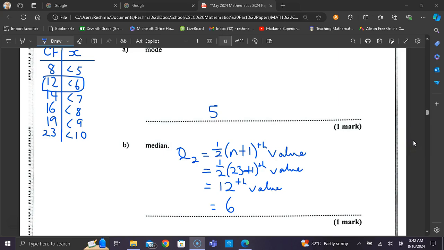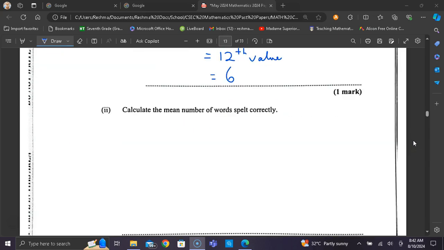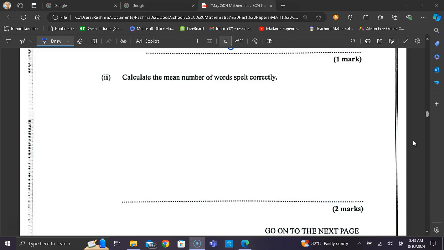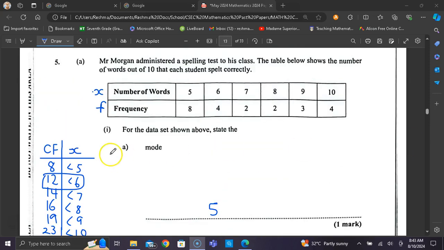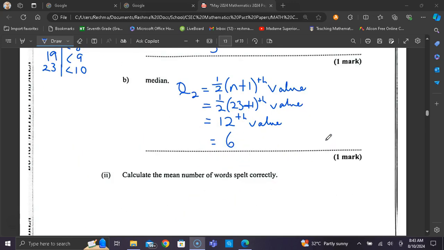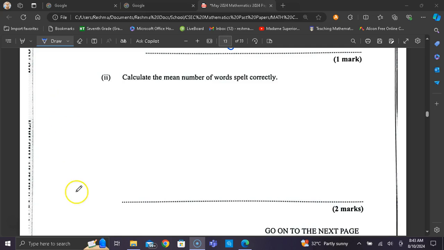So let's go on to the last part, part 2 of part A. For 2 marks, we have to calculate the mean number of words spelled correctly. Now, again, because this is a discrete ungrouped frequency data distribution, we've already labeled number of words X, frequency F. We have to do another column, which is multiplying the frequency times the number of words. So I'm going to draw the table in this space here.